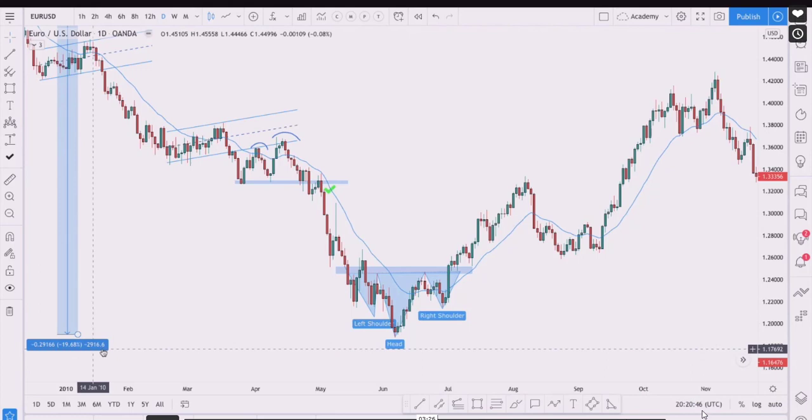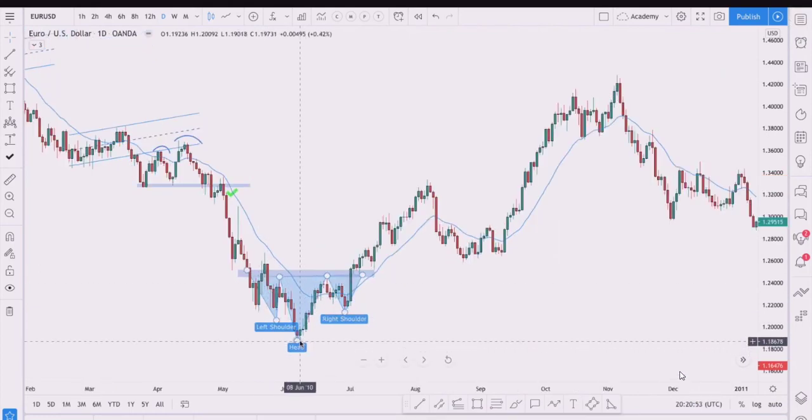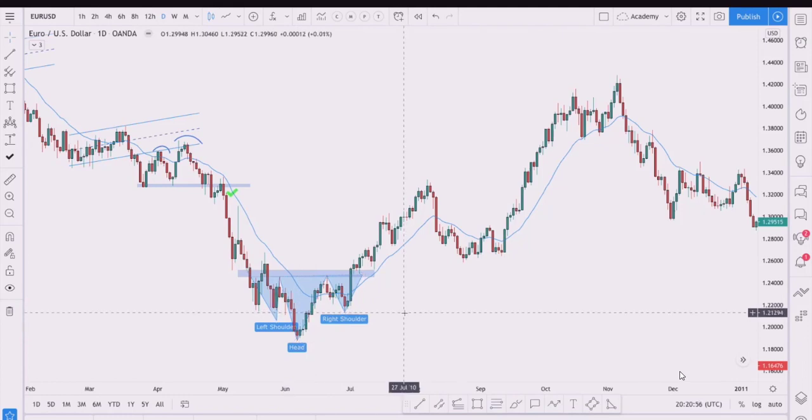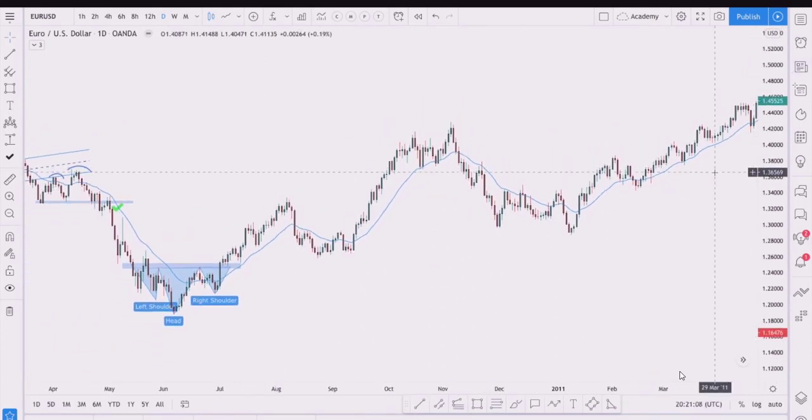At the bottom, we can see a very nice inverted head and shoulder, a figure that we saw in the previous video. The market cannot make new lows. The market starts to make highs, retests the structure, still above the EMA, and a nice impulse. So as you can see, the market is always full of opportunities.